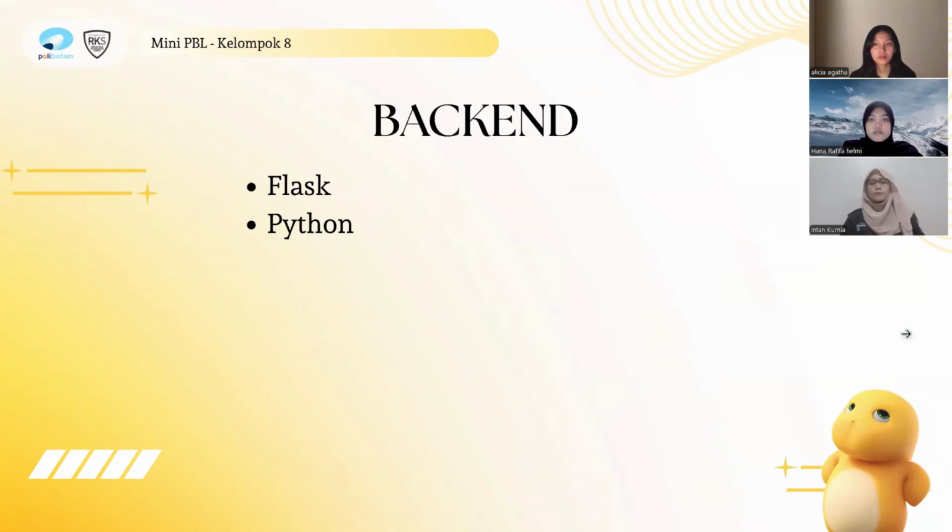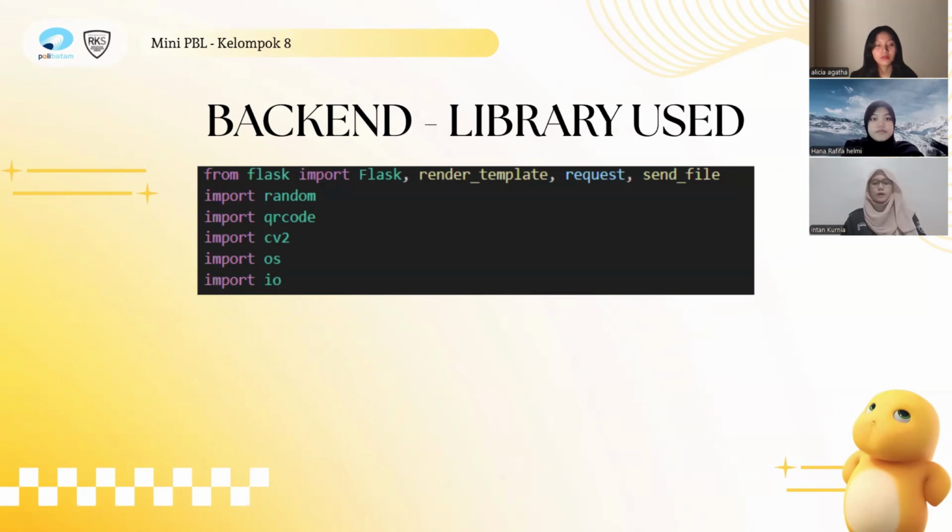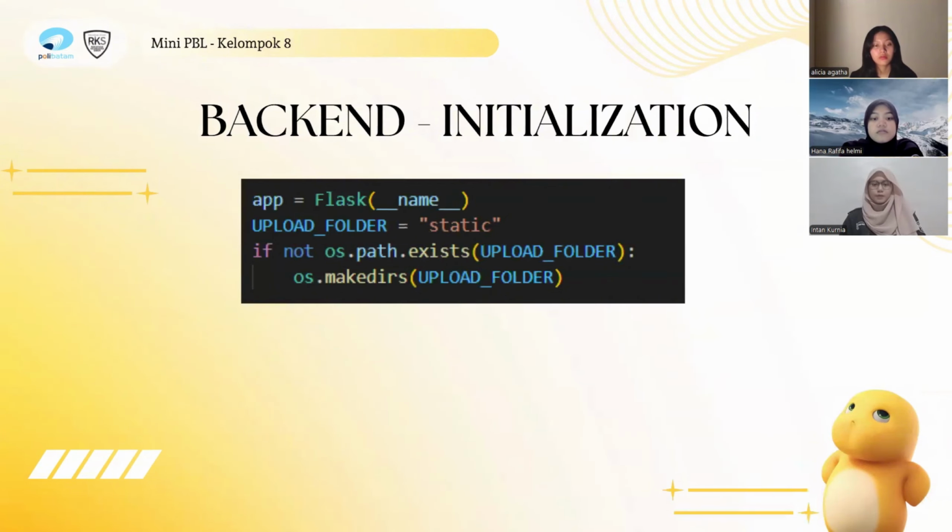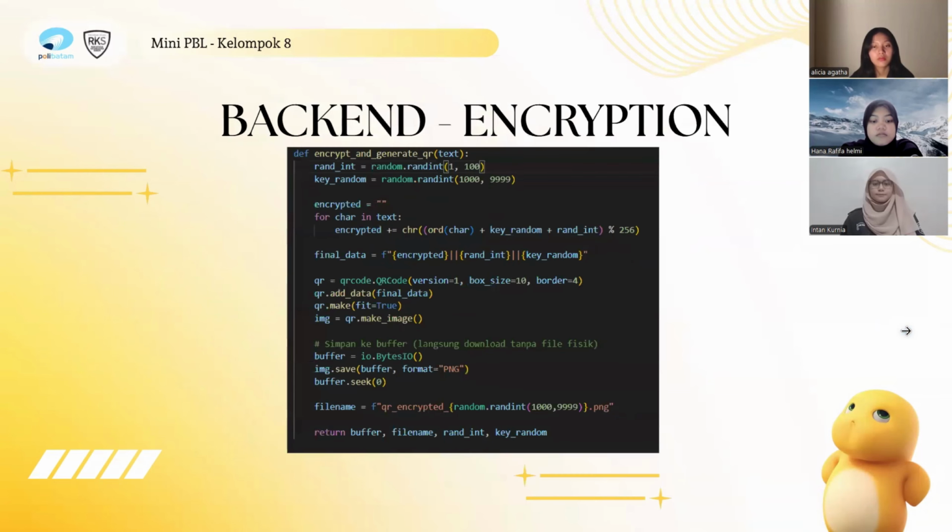Okay, on this one, we have six tools that I use at this backend, which are Flask, Random, QR Code, CV2, and then OS, then IO. Okay, next. Okay, this code is used to initialize the Flask application and prepare a directory for file storage. Okay, we can go to the next again.